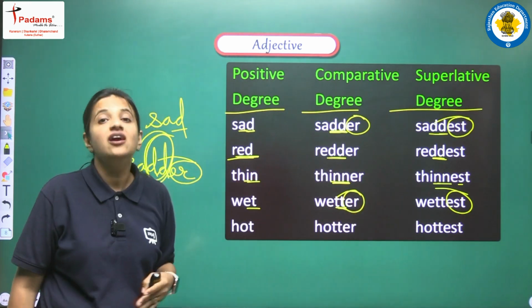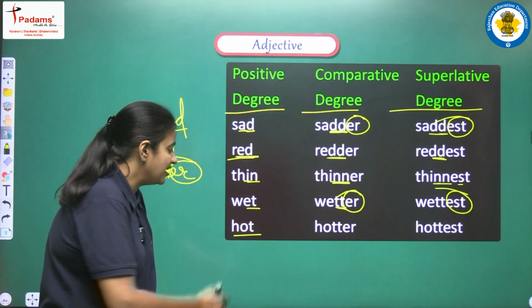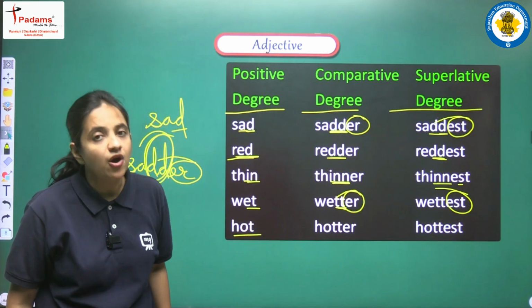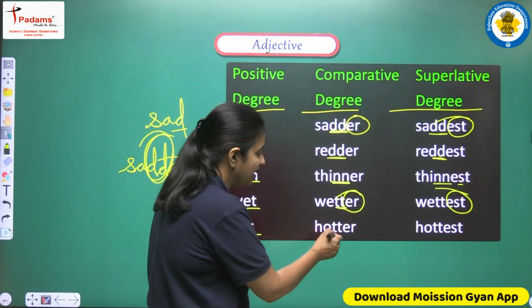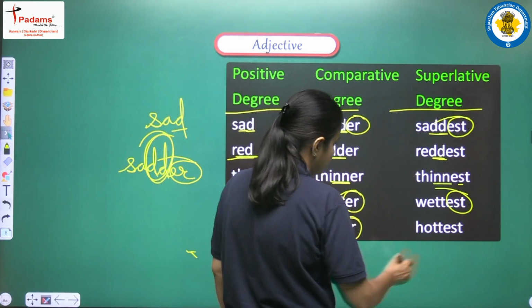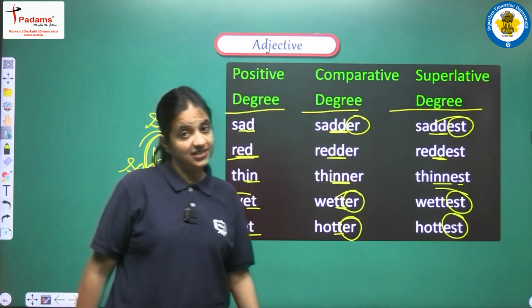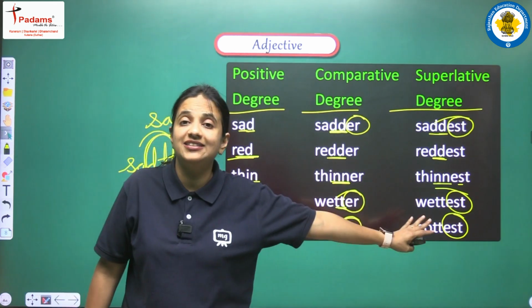Next we are having hot. Hot, last letter is T. Before T we are having O, that is one of the vowels. So yes, again we have to do the same thing. First of all we have to double the letter T, and after that we have to add ER and EST. So it will be hot, hotter and hottest.